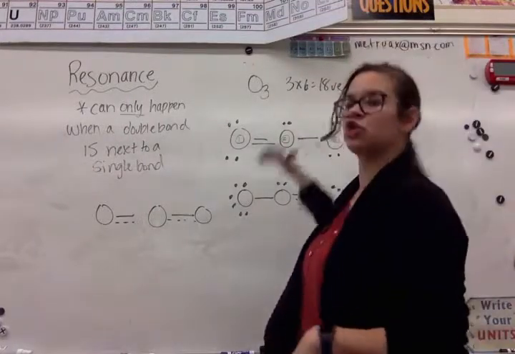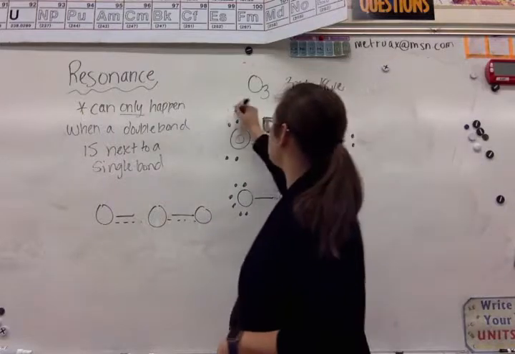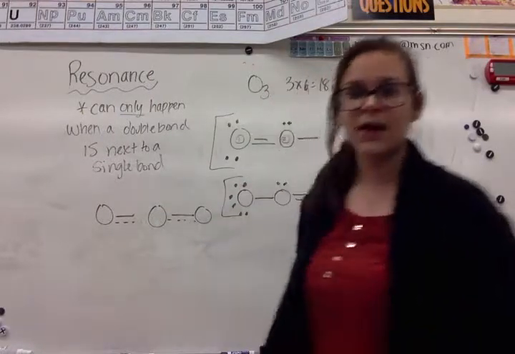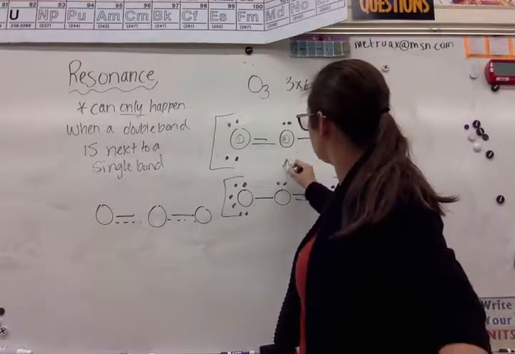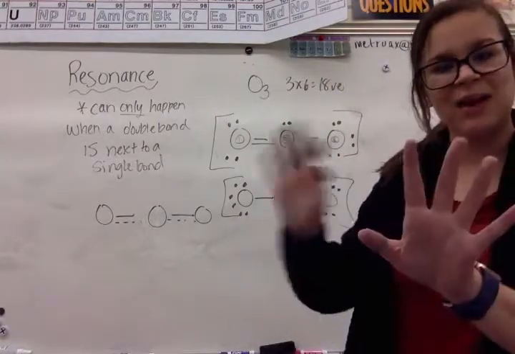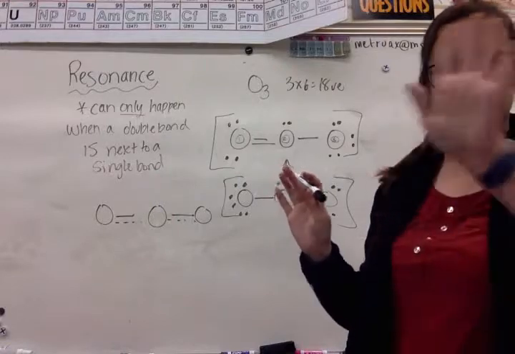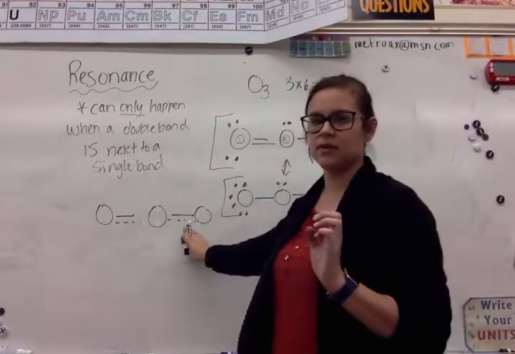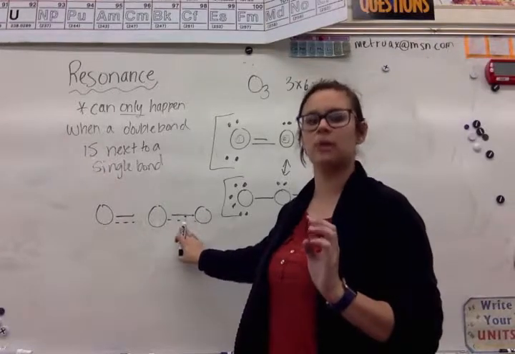If you want to write out each structure, that's fine. What you do is you put brackets around each one with an arrow in the middle. Usually they're side by side. It just didn't work out on the board. So it'd be bracket, arrow, bracket. Or what you can do is use these dashed lines that show a partial double bond.